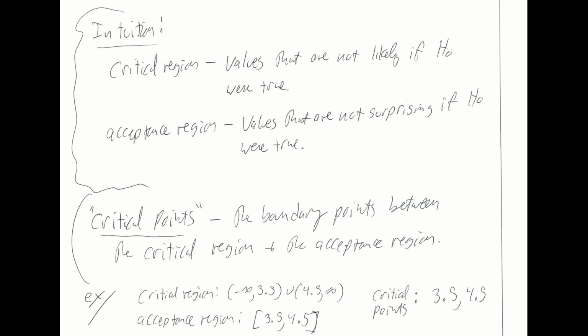That's the idea here. And as a final definition, the critical points for such a statistical test of hypotheses are the boundary points between the acceptance region and the critical region. So for us here, the acceptance region is the interval from 3.5 to 4.5.